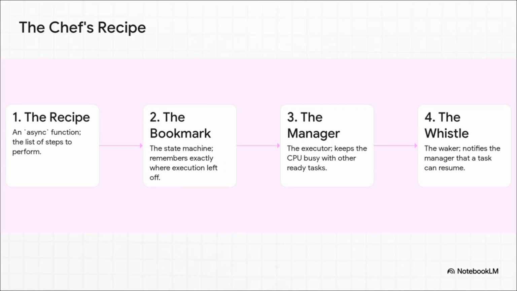A really fantastic way to get your head around this is the chef's recipe analogy. Think of your async function as the recipe, the list of steps. Now, when the chef, our CPU, gets to a step where they have to wait for water to boil, that's an await point. They put a bookmark in the recipe, that's our state machine, and the kitchen manager, the executor, immediately hands them a different recipe to work on. Then, when the kettle whistles, that's our waker, it signals the manager that the first recipe is ready to go again, right from where the bookmark was. Absolutely no time is wasted just standing around.